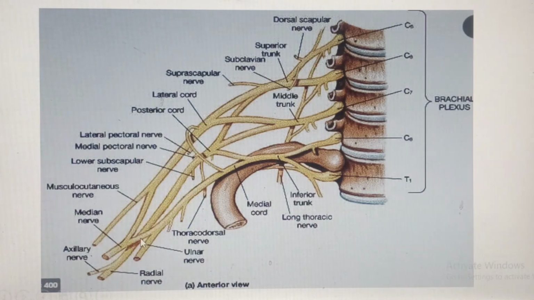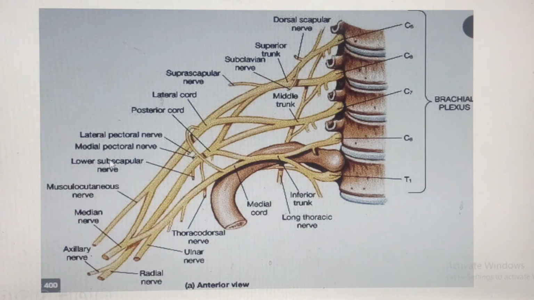Then for the posterior cord, you can see 4 or 5 branches, depending on how you want to explain it. And I have a mnemonic for it, that is STAR, S-T-A-R. S stands for subscapular nerve. So we have upper and lower subscapular nerve. Okay, so upper and lower subscapular nerve.